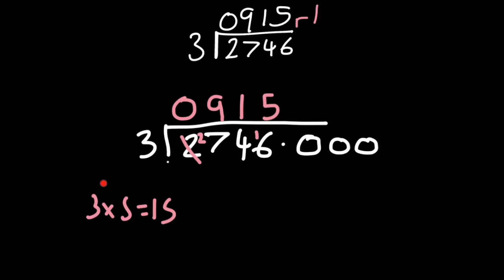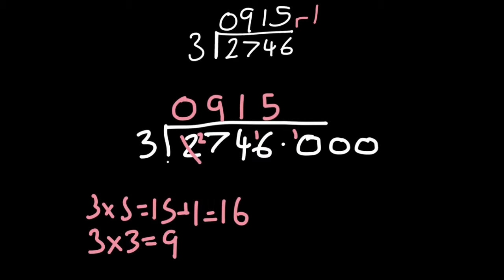This time we know 3 times 5 equals 15, so we'll have 1 remainder, because you need to add 1 more in order to get 16. We'll carry that 1 remainder over the decimal over to the tenths. So this time, how many 3's will go into 10? Well, we know 3 times 3 will give us 9. So we'll put the 3 up there, and we'll have 1 remainder.